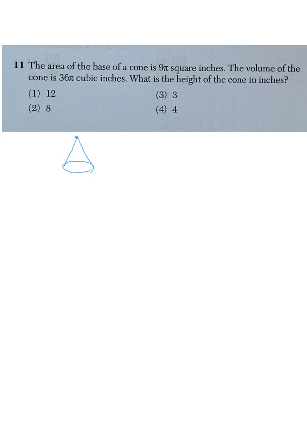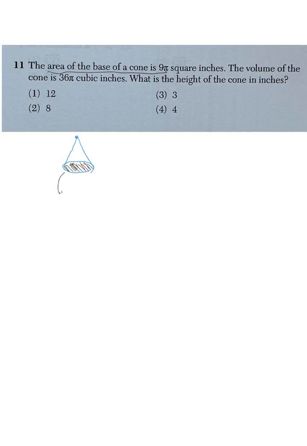Okay, again, if you haven't read this question, take a minute and read that. So I drew my little sad looking cone there. Okay, now let's look at the first sentence. It says the area of the base of the cone is 9 pi. Well, this is the base of the cone. And isn't that a circle?